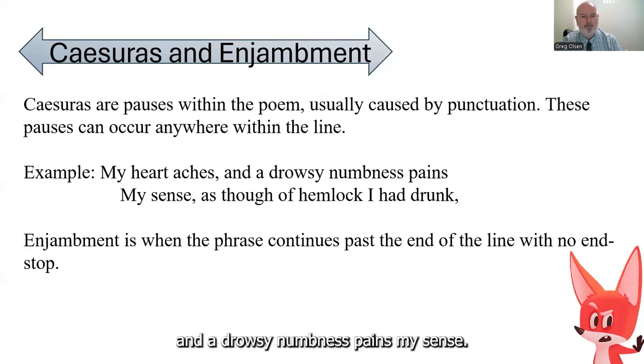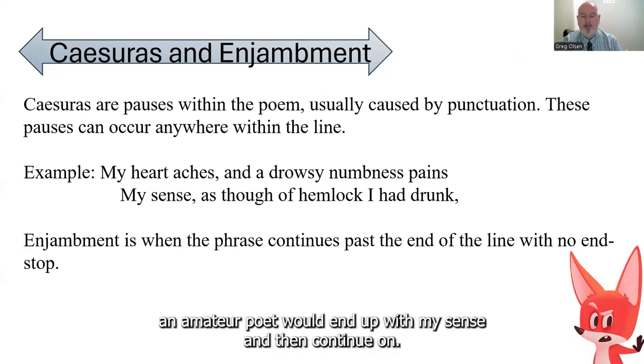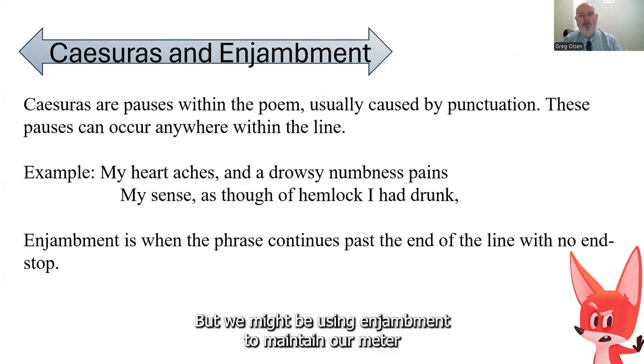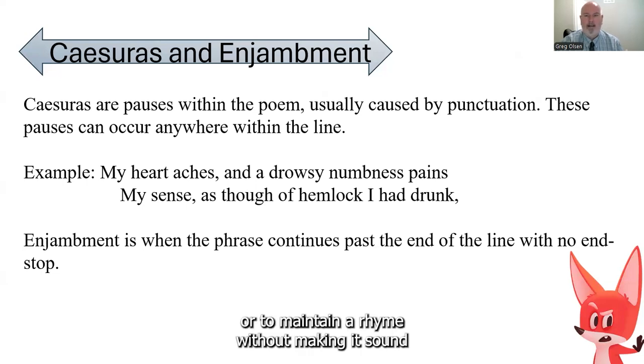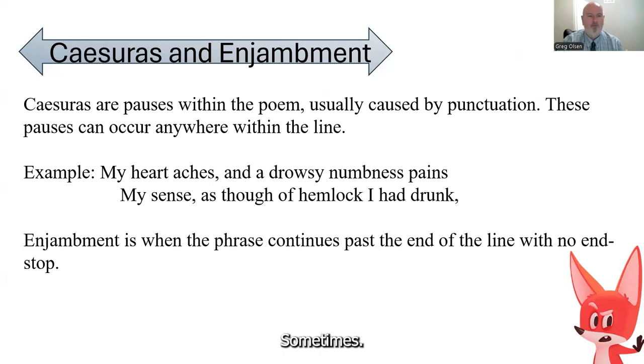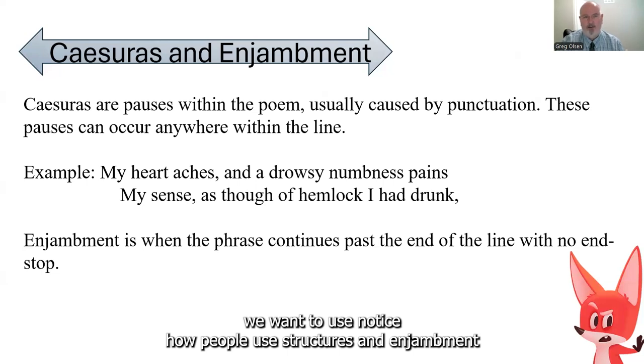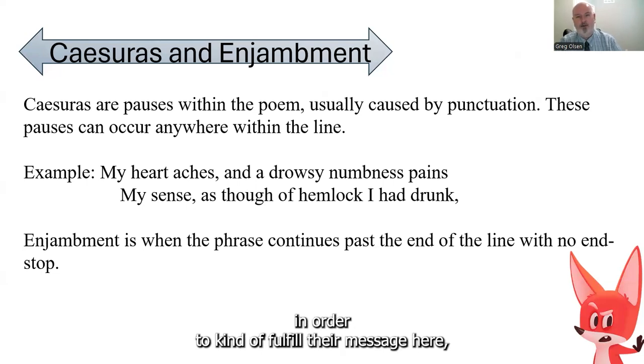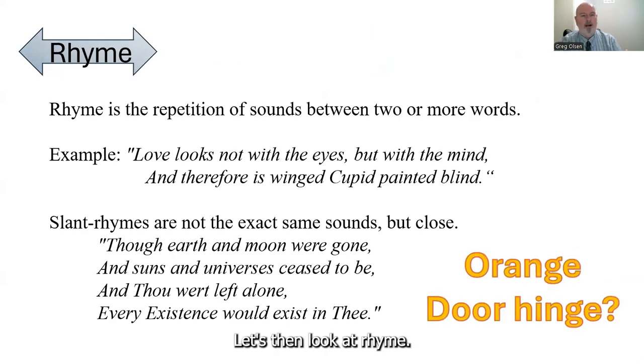And a drowsy numbness pains my sense. Normally an amateur poet would end with my sense and then continue on. But we might be using enjambment to maintain our meter or to maintain a rhyme without making it sound so sing-songy, like we get with those rhymes sometimes. We want to notice how people use caesuras and enjambment in order to fulfill their message or correlate with the message. Let's then look at rhyme.